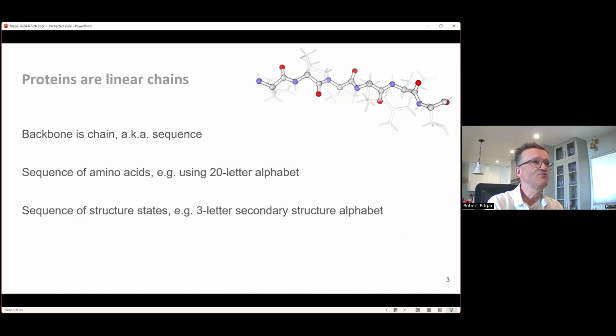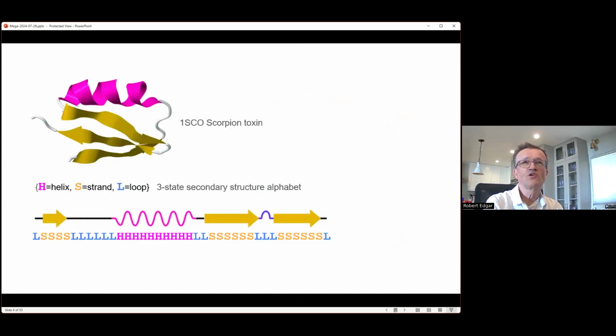So, sort of biology 101 here, you guys know this stuff. Proteins are linear chains, otherwise known as sequences. You typically represent them as a sequence of amino acids, but you can also think of them as a sequence of structure states. So now you're looking a little bit beyond the residue and seeing what its context looks like. The canonical example here is a simple three-state secondary structure alphabet where helix and strand are the primary secondary structures that you come across. Everything else is lumped into the loop category.